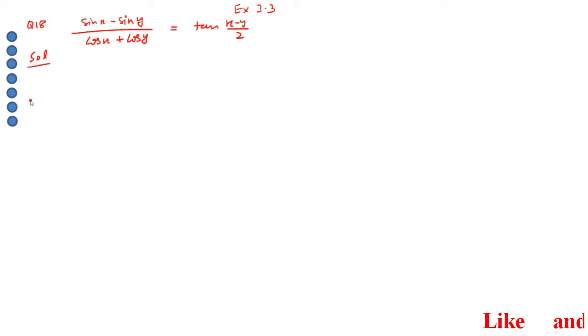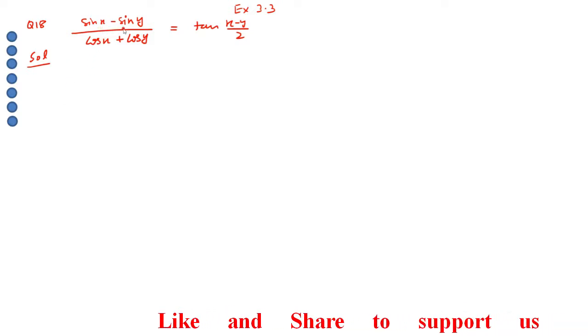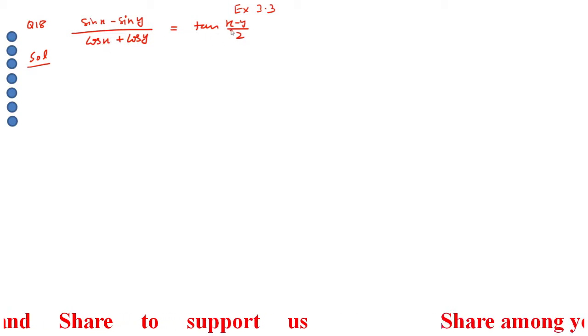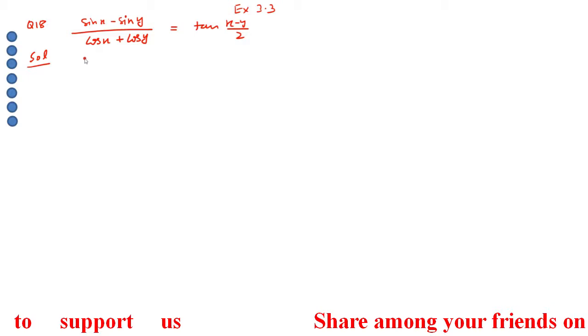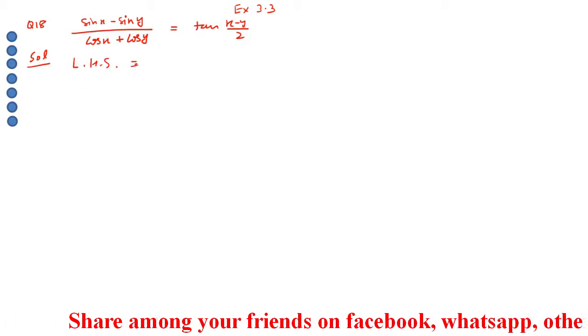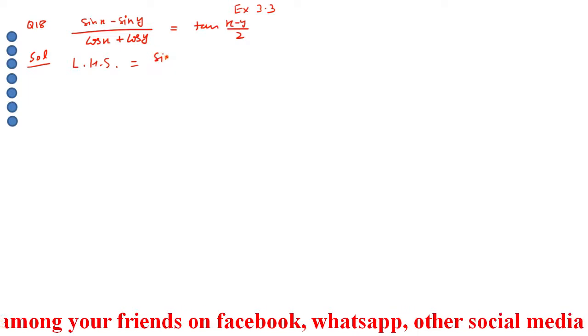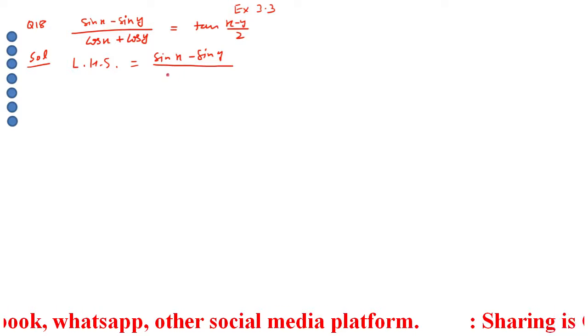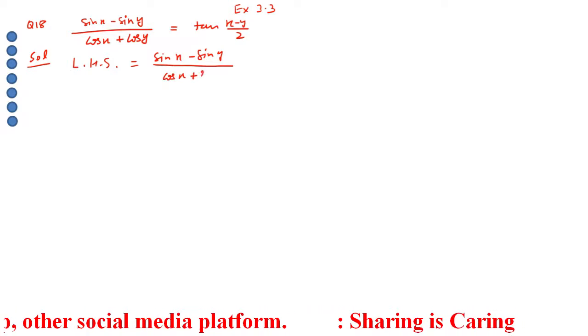Hello everyone, I am going to explain question number 18 from exercise 3.3. Question 18, we have to prove sin x minus sin y divided by cos x plus cos y is equal to tan of x minus y upon 2. So to prove this result, we will start from the left hand side. Our left hand side is sin x minus sin y divided by cos x plus cos y.